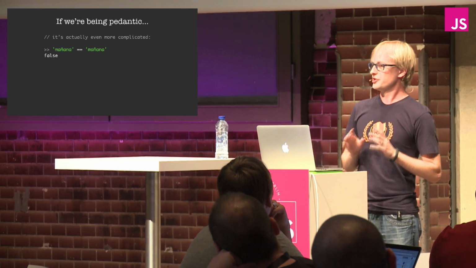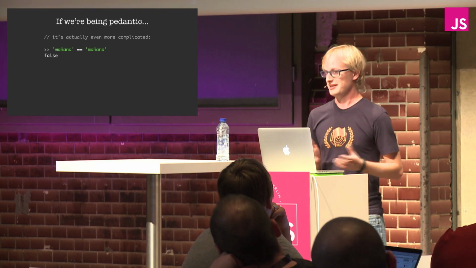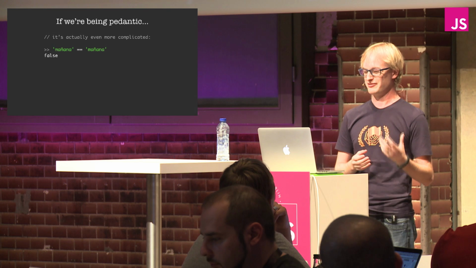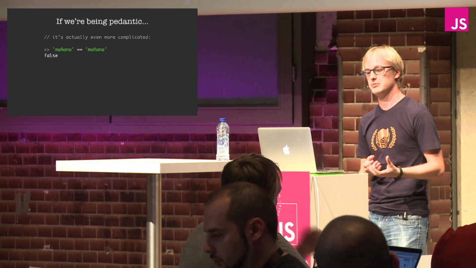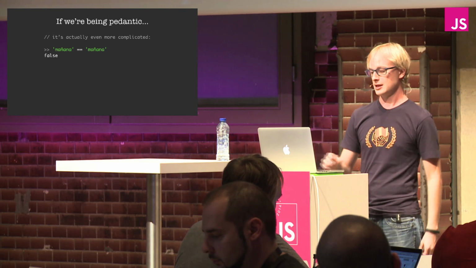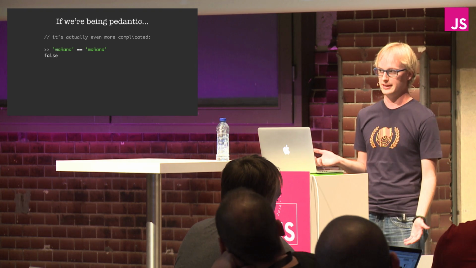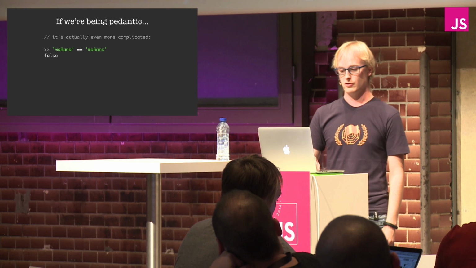Now, depending on your use case, it's not that simple. We know how to count code points correctly, but if we're being really pedantic, then counting the number of symbols in a string is even more complicated. In this case, JavaScript is telling us that these strings are different, but visually there's no way to tell. So what's going on here?